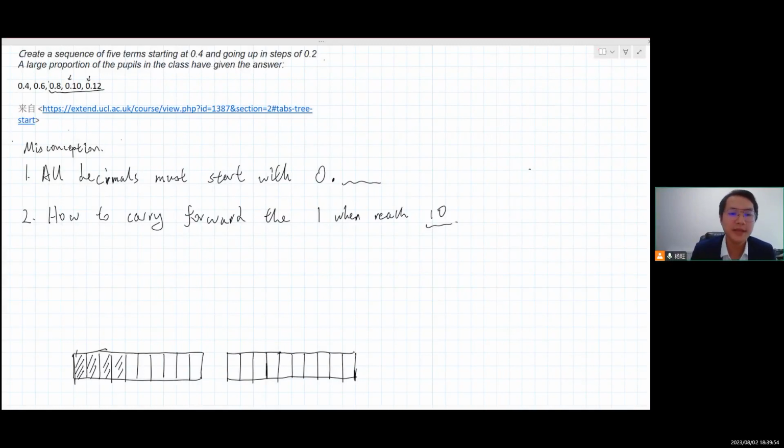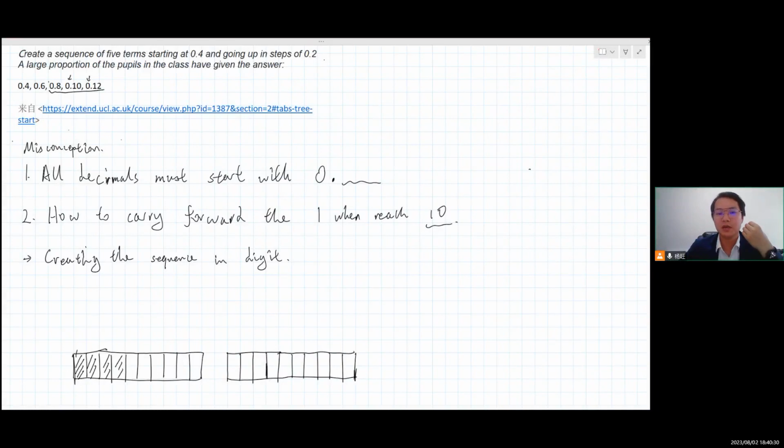So the way I would tackle this is first, I would have them get familiar with carrying forward the 1 by using whole numbers, by allowing them to count in digits or creating the sequence in digits, and make sure that the students are familiar with carrying forward the 1.